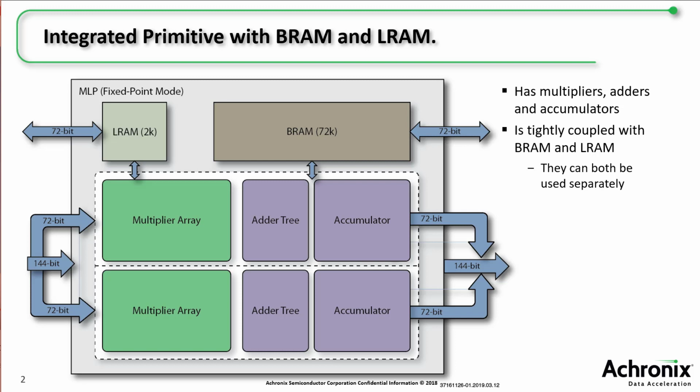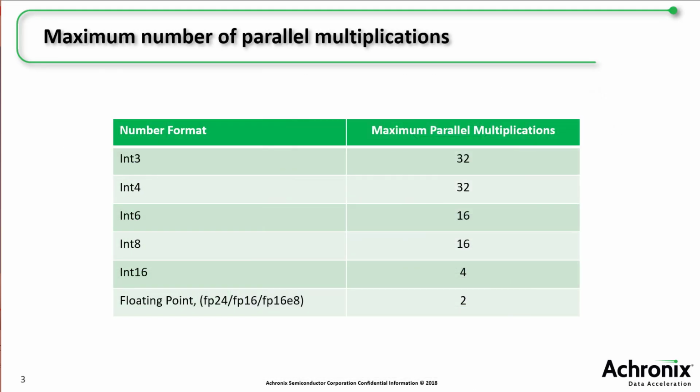The MLP contains 16 integer and 2 floating point dedicated multipliers. The MLP output stages have a flexible array of adders and accumulators, so that the output of multipliers can be assembled and aggregated to perform a variety of functions. As can be seen, the MLP contains a high number of parallel multipliers. This allows for very large numbers of simultaneous multiplications, up to 32 in a single clock cycle.